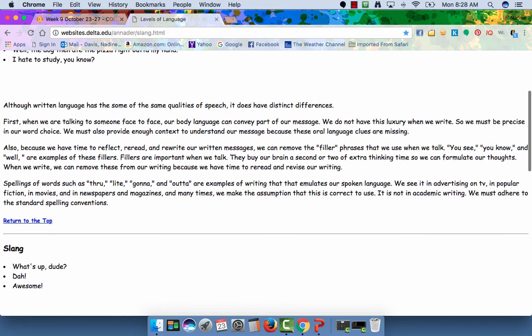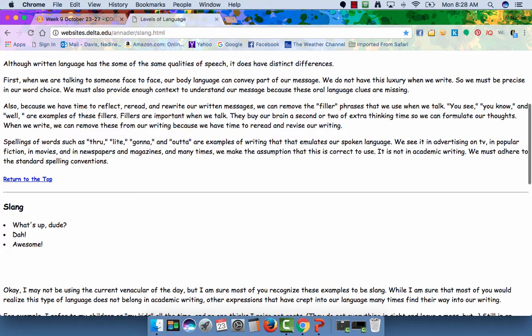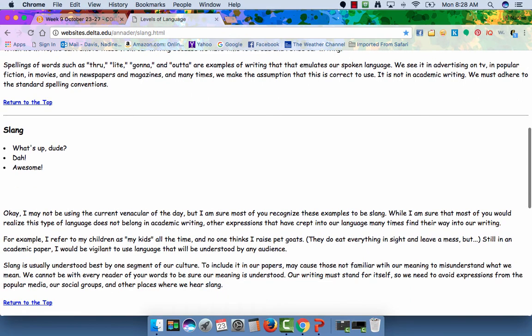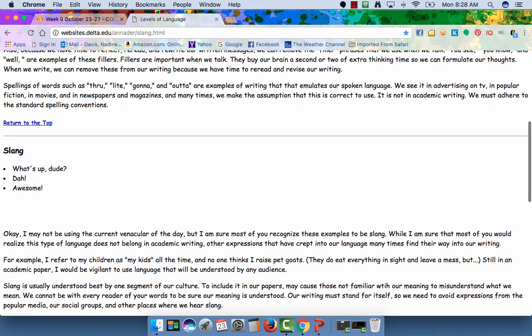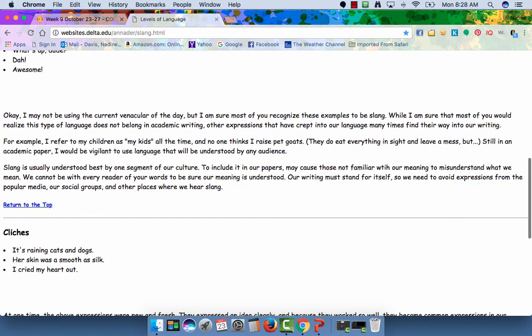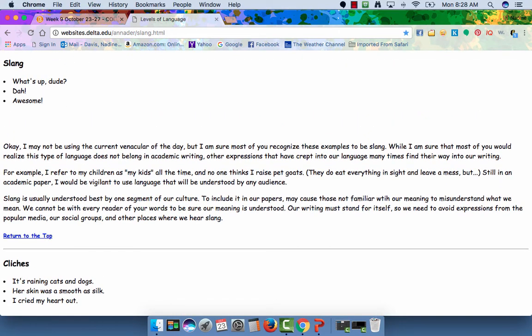So although written language has some of the same qualities as speech, there are differences. And basically what this page is saying is that we have the fillers, what I just talked about, and spellings of words need to be taken care of and written out, going to "light" for "lite," "through" for "thru," those kinds of things. Slang is very much the same, and the reason we don't use it is that slang is the current vernacular, the current phrases of the day.